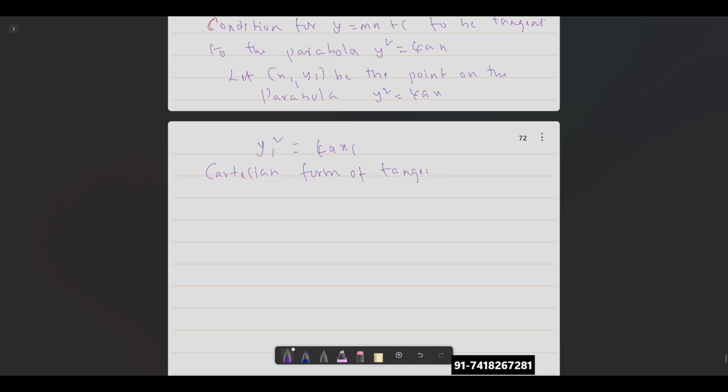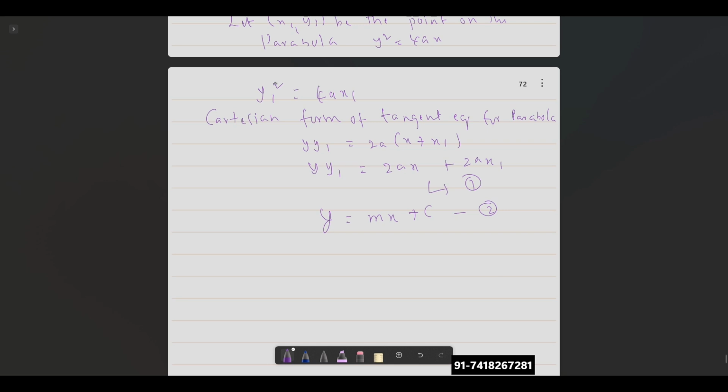the tangent equation for the parabola? It will be y y1 = 2a(x + x1), so y y1 = 2a x + 2a x1. So this is equation number 1, and our objective is y = mx + c as a tangent, right? So if these two are tangents, then their coefficients are proportional.